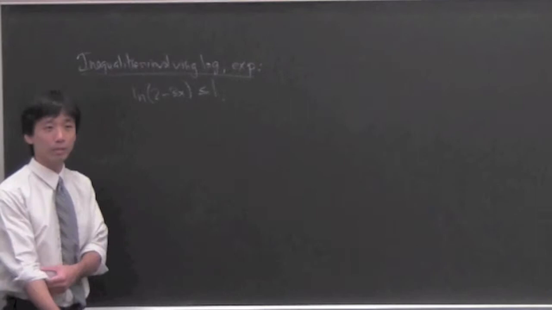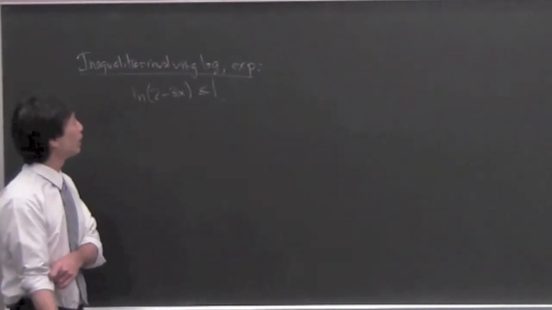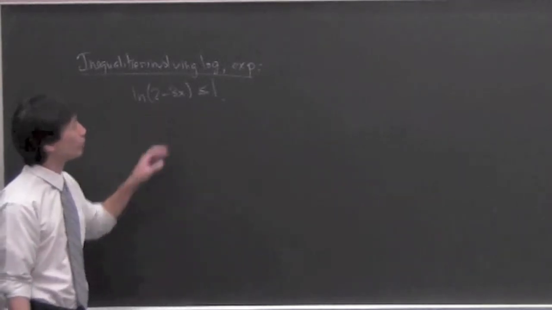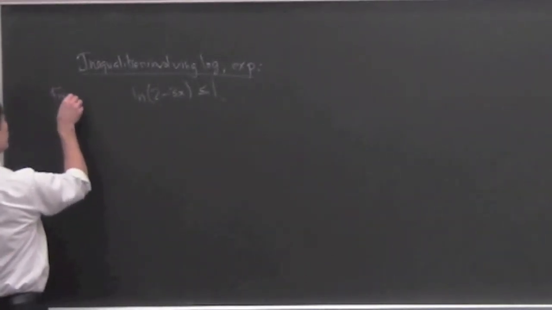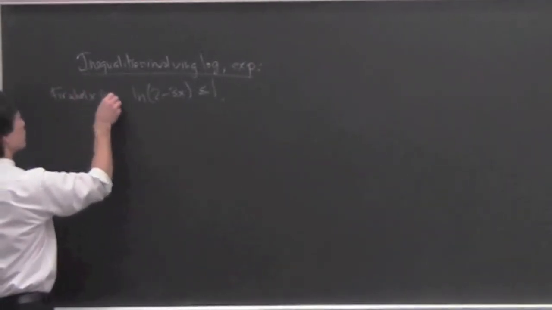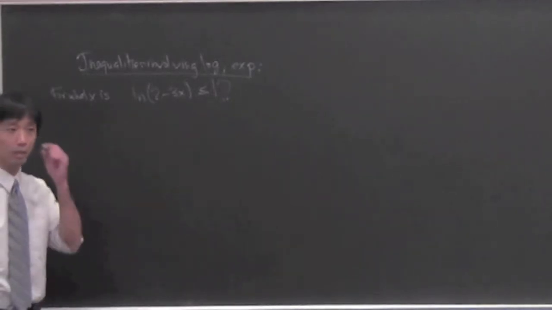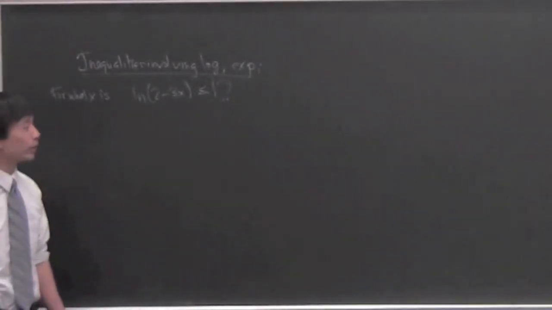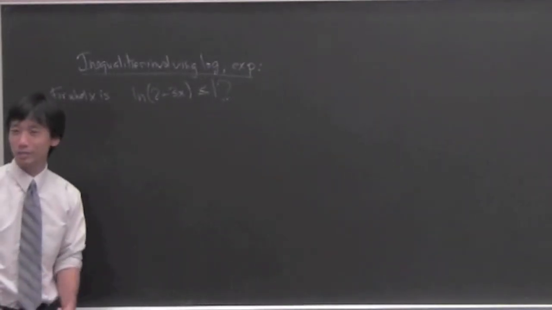How do we do this sort of thing? We're trying to find the x for which this is true. For that x, is the natural log of 2 minus 3x less than or equal to 1? Do you guys remember how to do it?